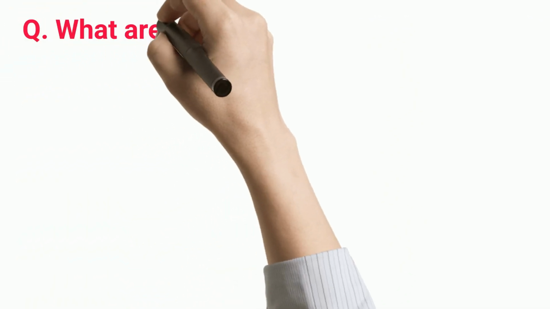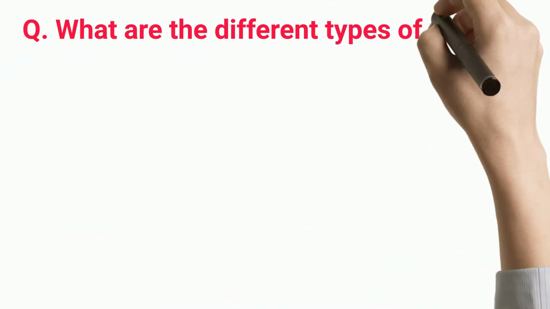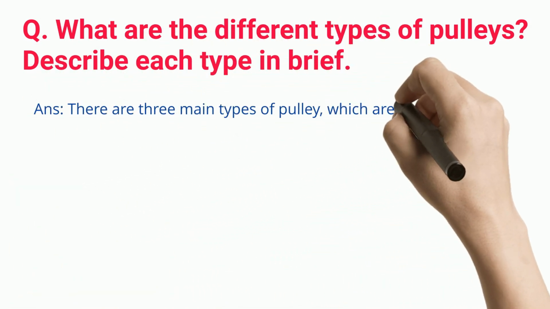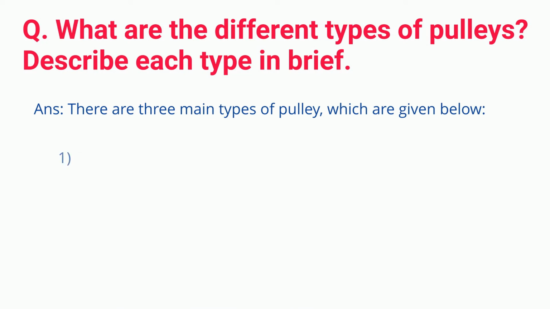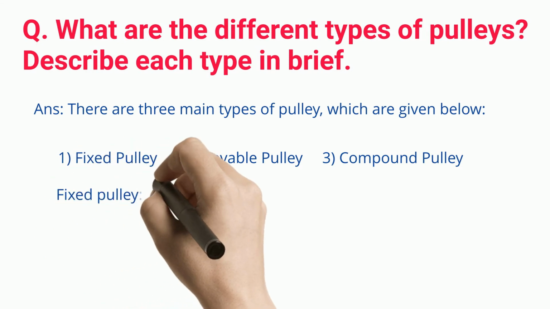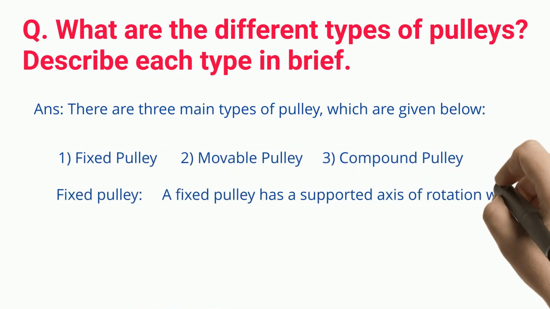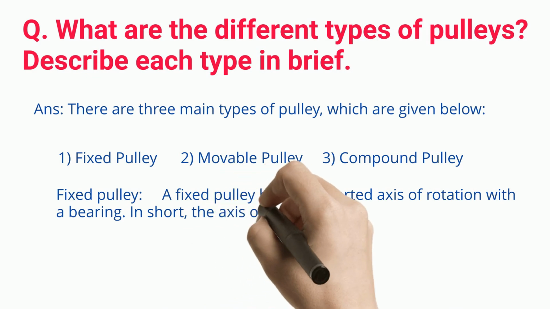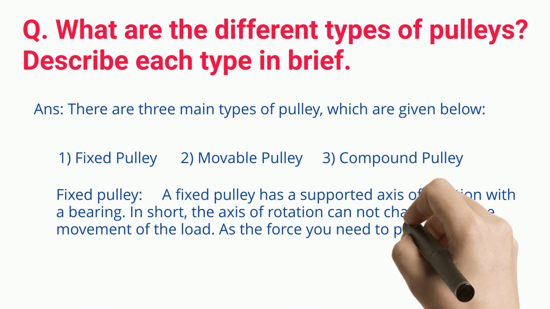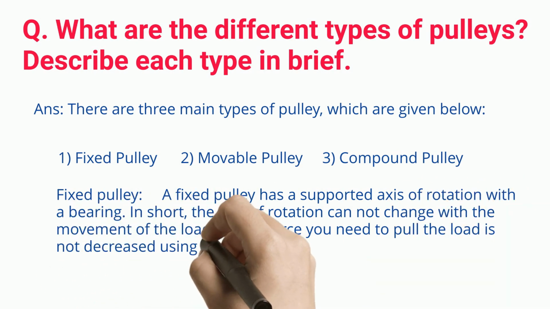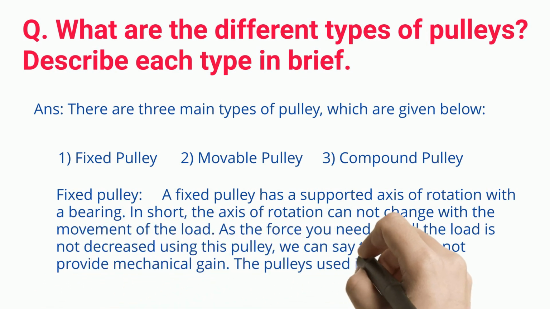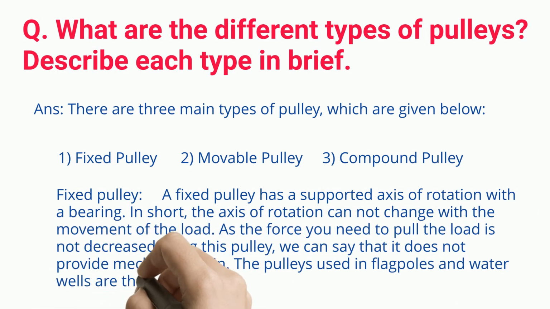Q. What are the different types of pulleys? Describe each type in brief. There are three main types of pulley, which are given below. Fixed pulley, movable pulley, compound pulley. Fixed pulley. A fixed pulley has a supported axis of rotation with a bearing. In short, the axis of rotation cannot change with the movement of the load. As the force you need to pull the load is not decreased using this pulley, we can say that it does not provide mechanical gain. The pulleys used in flagpoles and water wells are common examples of a fixed pulley.